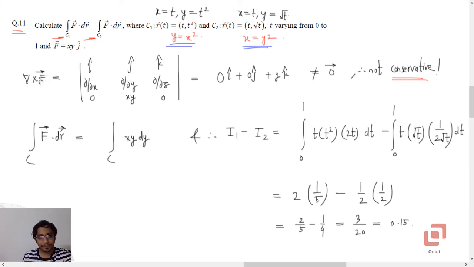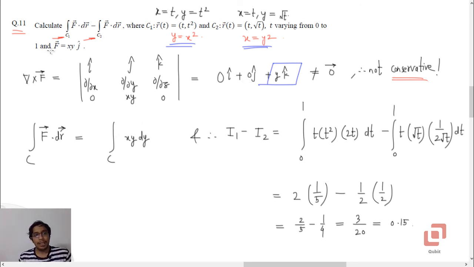So if you find the curl of this function, it will turn out to be 0i plus 0j plus y k. See, this is definitely not a null vector for all values of y in the domain of the function. So definitely this is not a conservative field. Therefore we have to make use of the equations of the path that we have, the parametric definitions, to evaluate both C1 and C2.